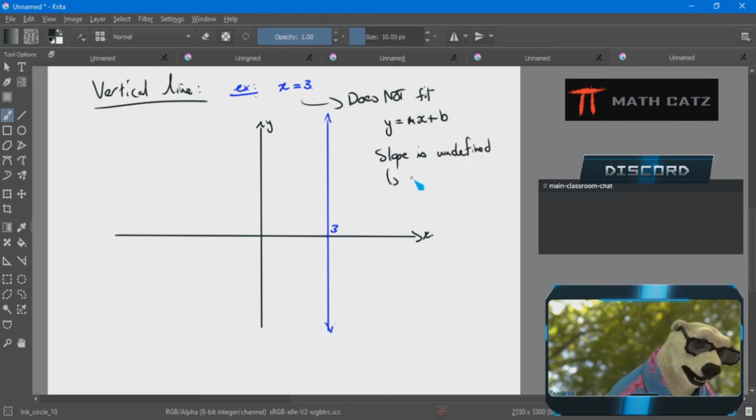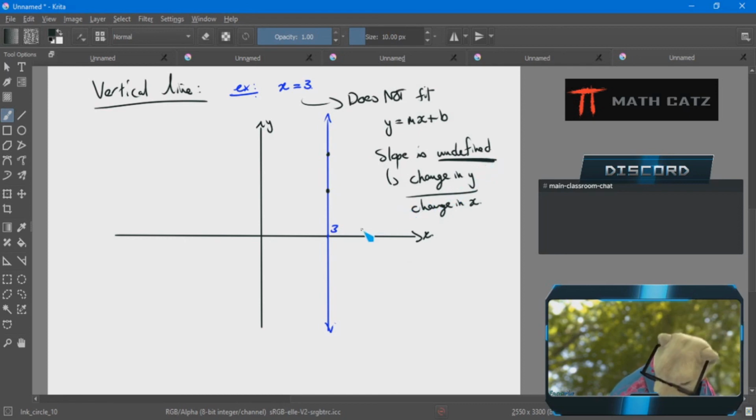Because the slope is change in y over change in x. So as I go from one point to the next, there's a change in y, great. What's the change in x? There is no change in x, so I'd be dividing by 0, and that can't happen. So talking about the slope of a vertical line makes no sense. It's undefined. Also very important.